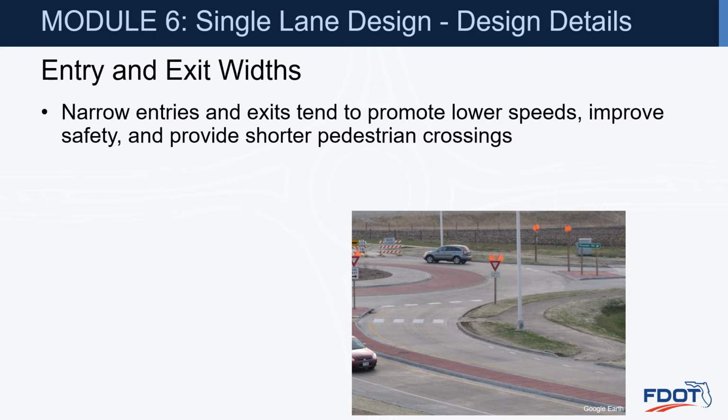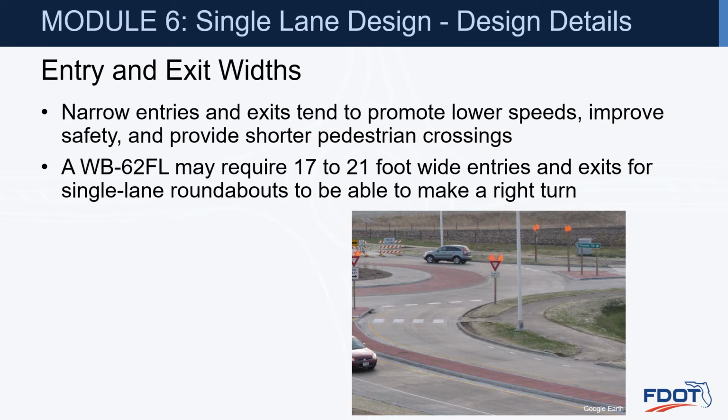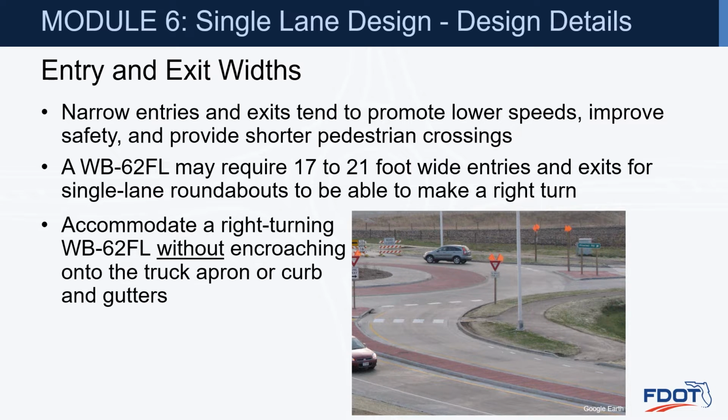Entry and exit widths. Narrow entries and exits tend to promote lower speeds, improve safety, and provide shorter pedestrian crossings. A WB62FL may require 17 to 21 foot wide entries and exits for single lane roundabouts to be able to make a right turn. We want to accommodate a right turning WB62FL without encroaching into the truck apron or curb and gutters. So if we take a look at the picture here, you'll notice an entry.